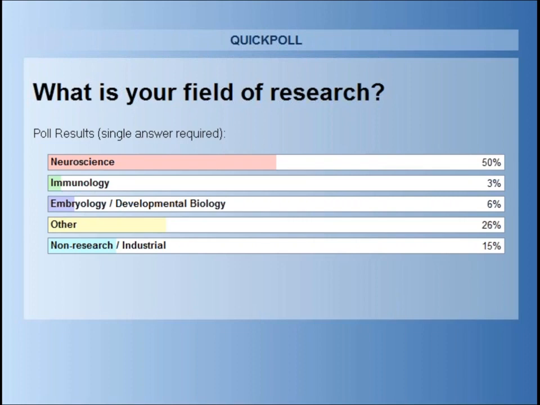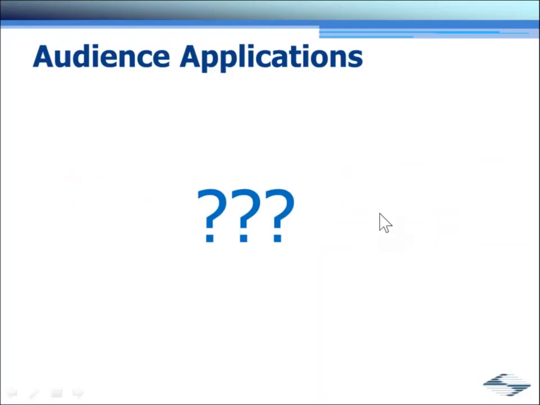I'm not surprised that we have a large population from the neuroscience community. Again, as I mentioned earlier, Sutter Instruments is pretty widely known for their instrumentation in the neuroscience market. However, I also want to discuss, in particular, immunology and embryology and how two-photon actually helps those fields as well. Okay, so let's move forward.